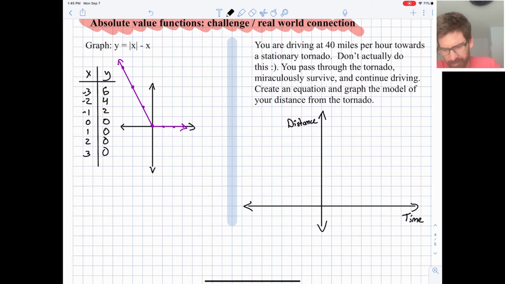So let's say we started out perhaps 3 hours away. Okay, let's just go up in hours. 1, 2, 3, 4, 5. Okay. And let's say we started, I'm going to keep the numbers kind of nice and friendly, 120 miles away from the tornado. Okay. So let's go up by 20s. 20, 40, 60, 80, 100, 120.